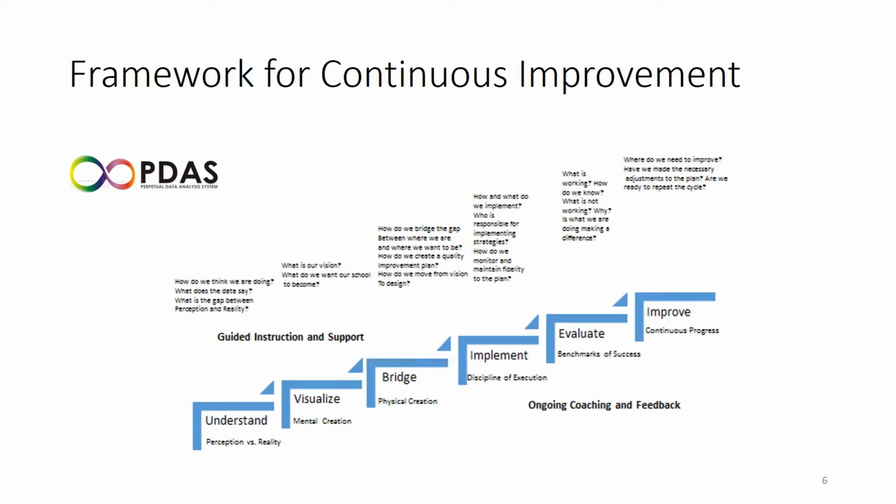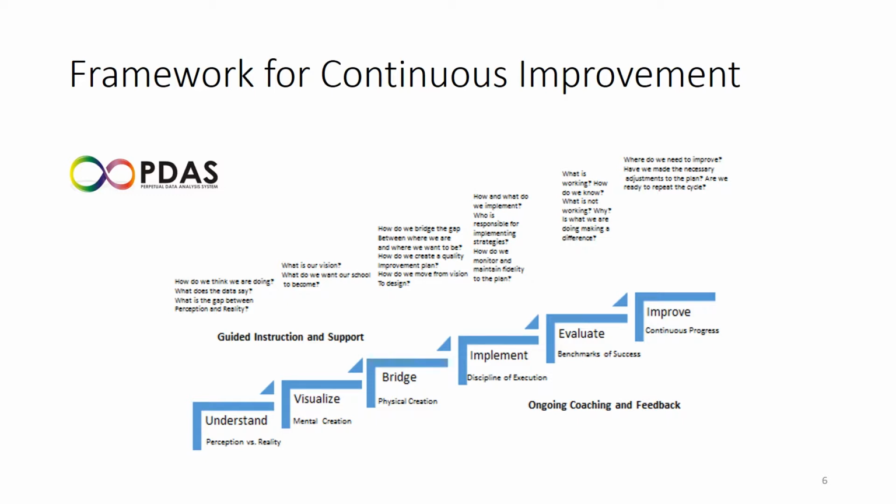Phase 2, visualize, is about clarifying where we want to go with respect to student outcomes. Stephen Covey's Habit 2 is based on imagination, the ability to envision in your mind what is not yet a physical reality. This is the principle that all things have two creations. The first creation is the mental creation. This is what happens in Phase 2 of the PDAS framework. In Phase 1, the staff understand the current situation, and in Phase 2, they visualize where they want their school to be. Phase 3 is the bridge.